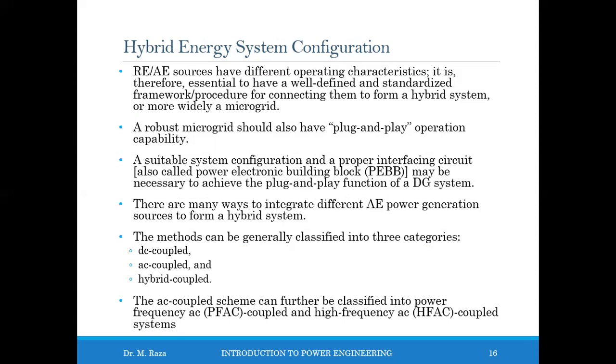There are many ways to integrate different alternative energy power generation sources to form a hybrid system. The methods can be generally classified into three categories: DC coupled, AC coupled, and hybrid coupled. The AC coupled scheme can further be classified into power frequency AC coupled and high frequency AC coupled systems.